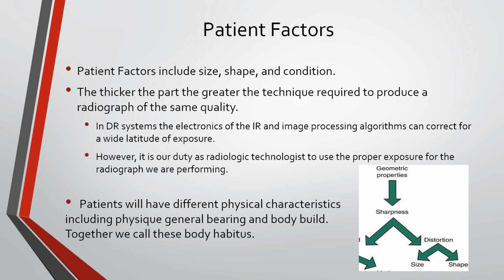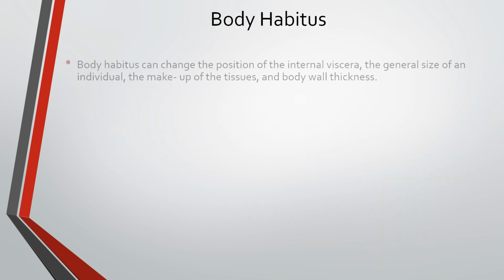If the patient is very thick, there's going to be a lot of scatter. We can't help that. We can use a grid, we can use the Bucky, we can make sure the OID is minimal, or we could do an air gap technique, or we could do other things. And we need to be thinking about all these things as we're doing the images. Let's talk about body habituses.